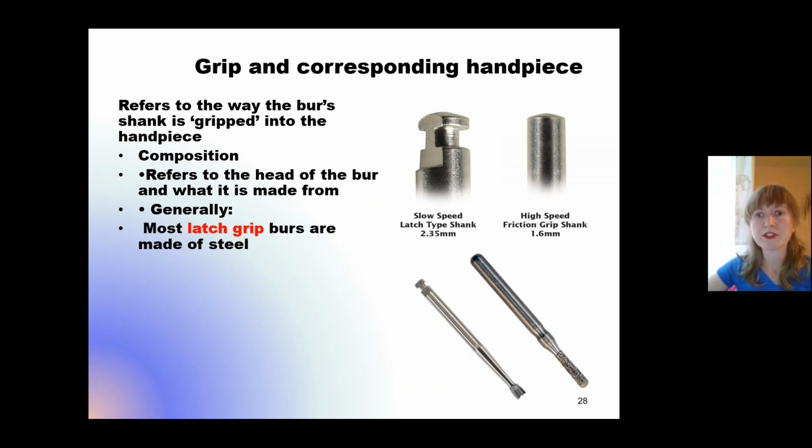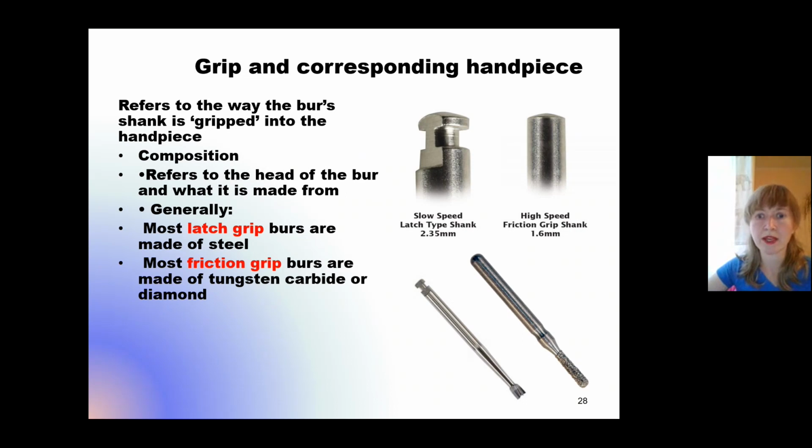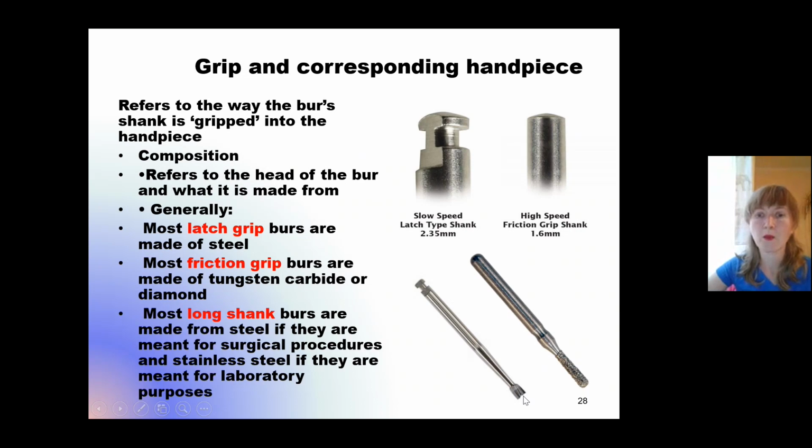Composition refers to the head of the burr and what it is made from. Generally, most latch grip burrs are made of steel. Most friction grip burrs are made of tungsten carbide or diamond. Here it is diamond, and here it is steel on the working end. Most long shank burrs are made from steel if they are meant for surgical procedures, and stainless steel if they are meant for laboratory procedures.